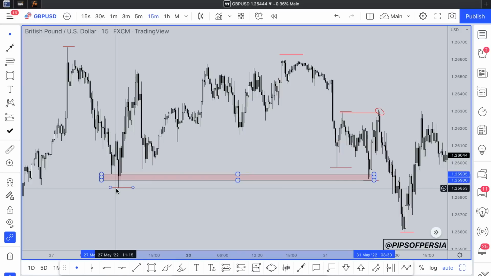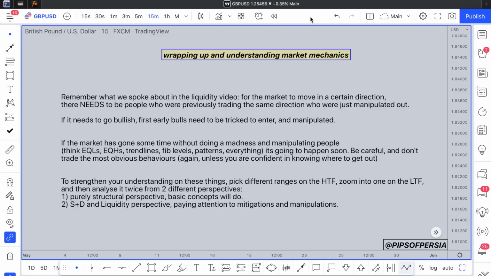But let's go ahead and move on to the very final slide and wrap up this video. I mentioned this in the liquidity video and probably many times throughout this video. For the market to be able to move in a certain direction, there needs to be people on the other side being manipulated out of their trades. So from now on, in your structure analysis, always pay attention to if there have been enough retail traders that have already been manipulated out of their trades.